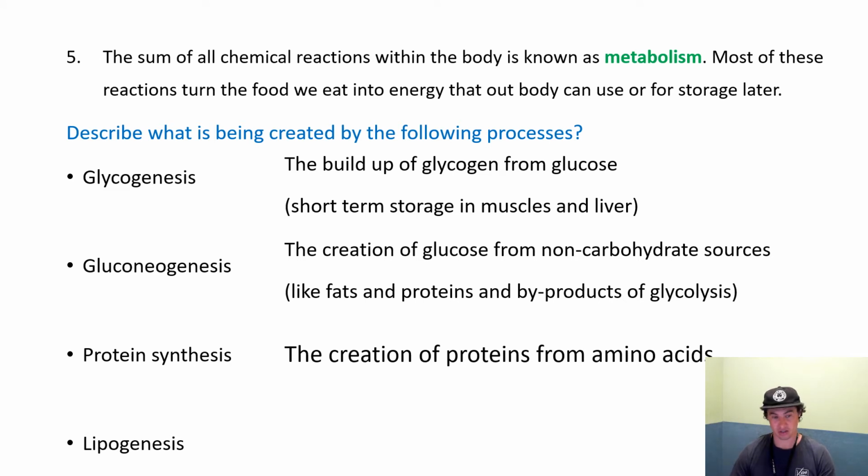Protein synthesis, this one's quite easy. Synthesis means to create protein. So we're building new proteins from amino acids, which are the building blocks of long strands of proteins. You've got about 20 different amino acids. Some are essential, meaning your body cannot make them, and you have to get them from your diet. I think it's roughly half. And then the other half are non-essential, meaning your body can actually create these amino acids. So protein synthesis is the building up of proteins.